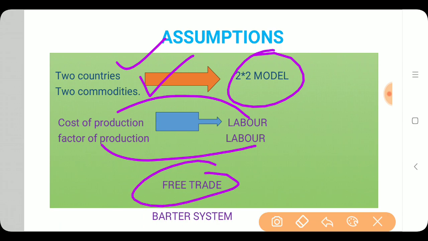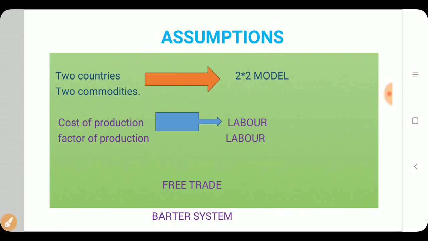And there will be free trade. So there will not be any quantitative or qualitative restrictions between countries. So free trade will be there, and there will not be any monetary transaction. So there will only be a barter system. According to the theory, there will only be two commodities and two countries. Those two countries will exchange the commodities produced by them. So there will not be any monetary transactions. So these are the basic assumptions.